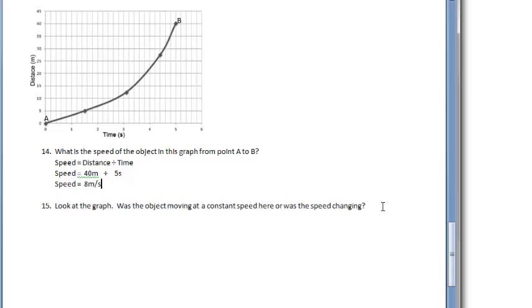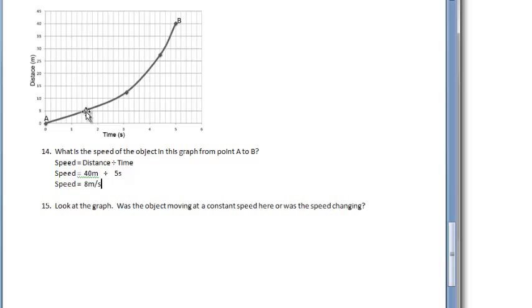The final question on this worksheet asks you to look at the graph. Was the object in this graph moving at a constant speed, or was the speed changing? As we go from A to B, I want you to look at the graph as a whole. Is this a very straight line or a curved line? It's pretty curved. Since it's curved, that means that we're going different distances as the same amount of time passes.